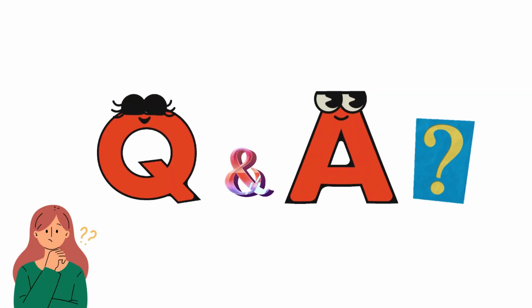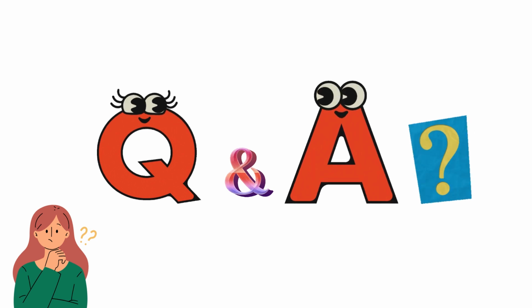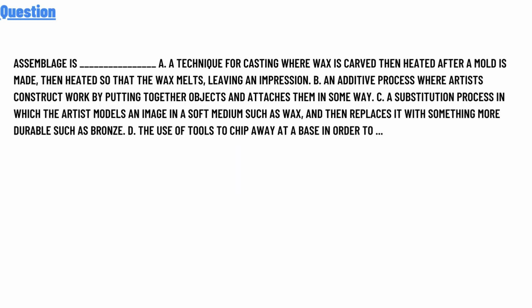So let's get on the question. Our question today is: which is a description of assemblage? Option A, a technique for castings where wax is carved, then the mold is made, then heated so that the wax melts, leaving the impression. Option B, an additive process where artists construct work by putting together objects and attaching them in some way.